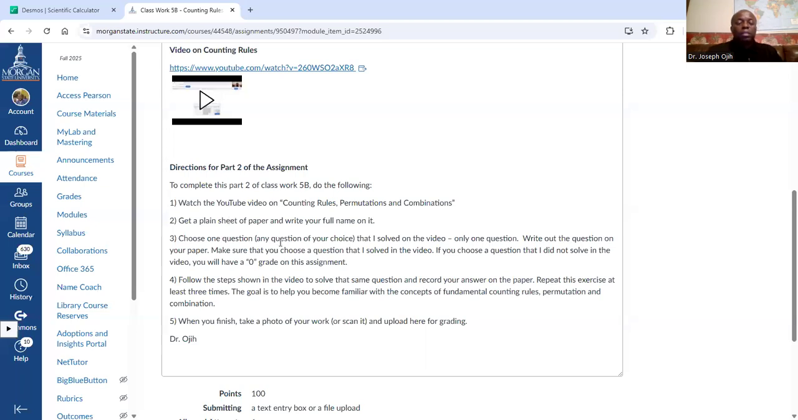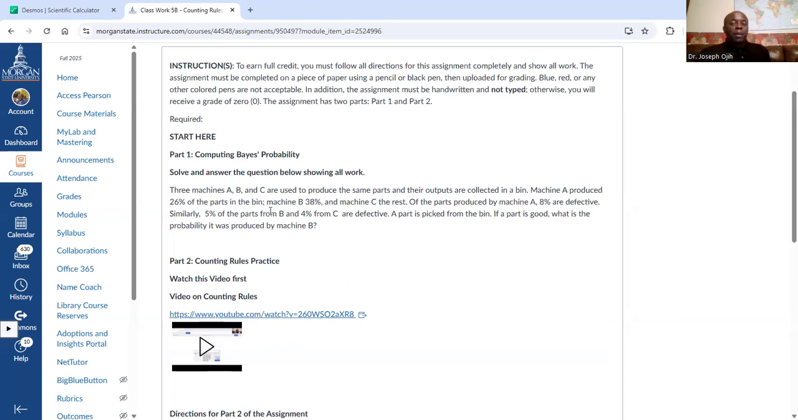When you finish, this one will be solved on paper, handwritten, black pen or pencil, no blue pen. If you use blue pen, you will get a 0. No red pen, no green pen, just black pen or pencil. Hello, can you hear me, guys? Black pen or pencil, and it must be handwritten. I'm not accepting anything typed. It must be solved by hand.